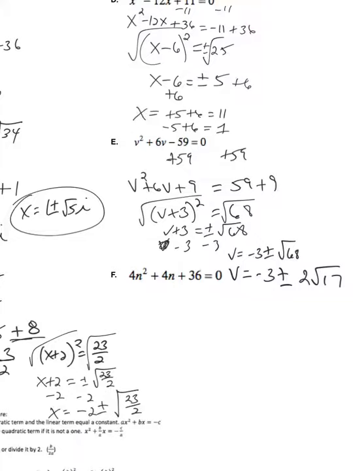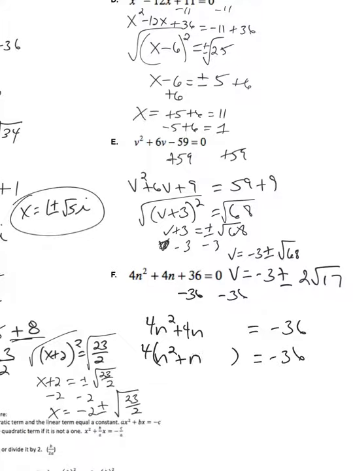Last one, huh? Let's get rid of 36. Minus 36. 4n squared plus 4n, big space. Let's factor out our 4. n squared plus n. Half of 1 is half, and half squared is 1/4. So this is going to look like this. 4 times n plus 1/2 squared equals negative 36.